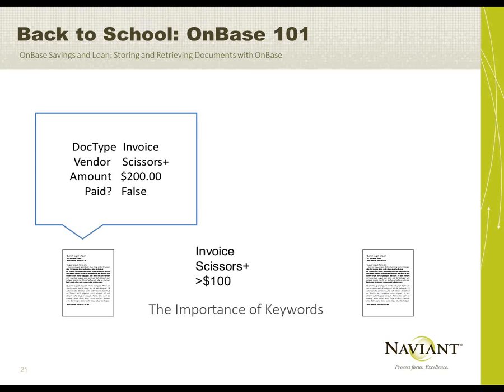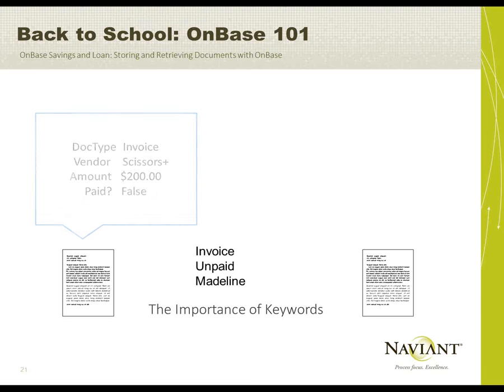So this is great because we can type in invoice Scissors Plus, over $100. Hey, we found our document. That's great. We do invoice Scissors Plus unpaid invoices. Great, our document comes up. Now, what if we want to search for unpaid invoices from Madeline, our invoice approval manager?